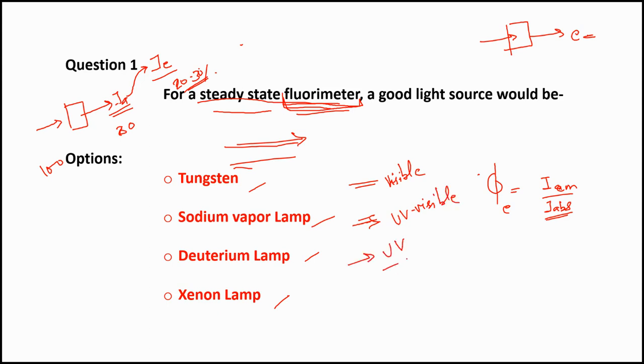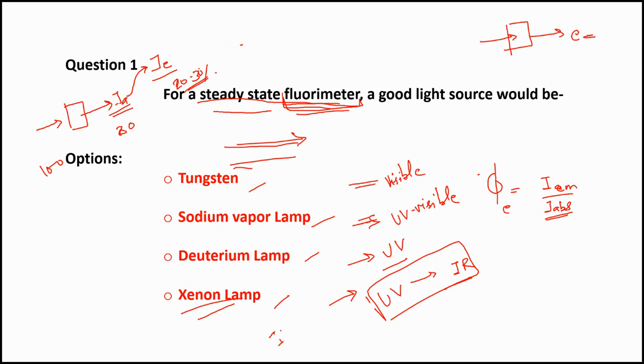Now the third one is deuterium lamp. It emits in the range of UV, and the fourth one is xenon lamp. So the xenon lamp emits from UV to visible to IR. So this lamp has a long range, and second thing, the emission intensity for the xenon lamp is very high.